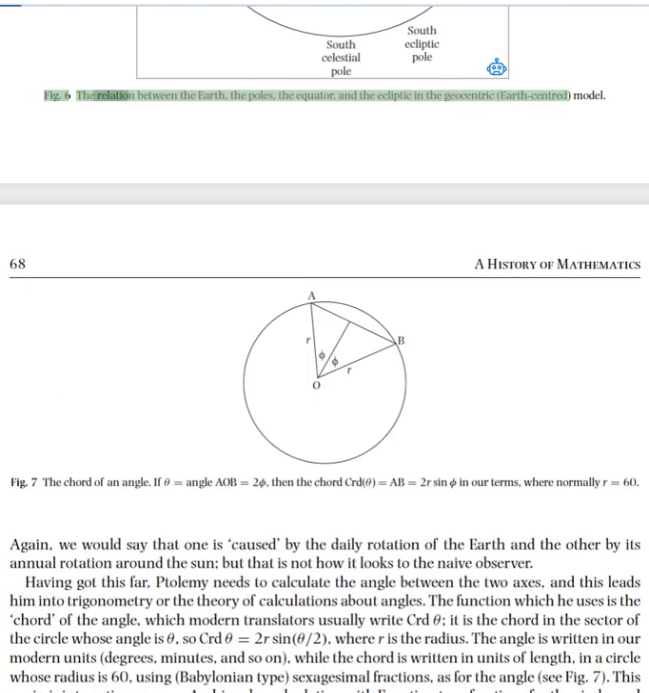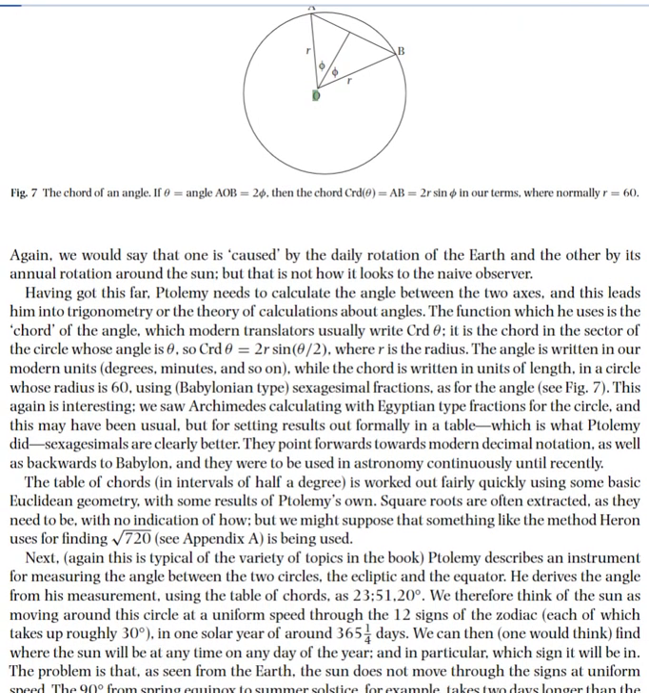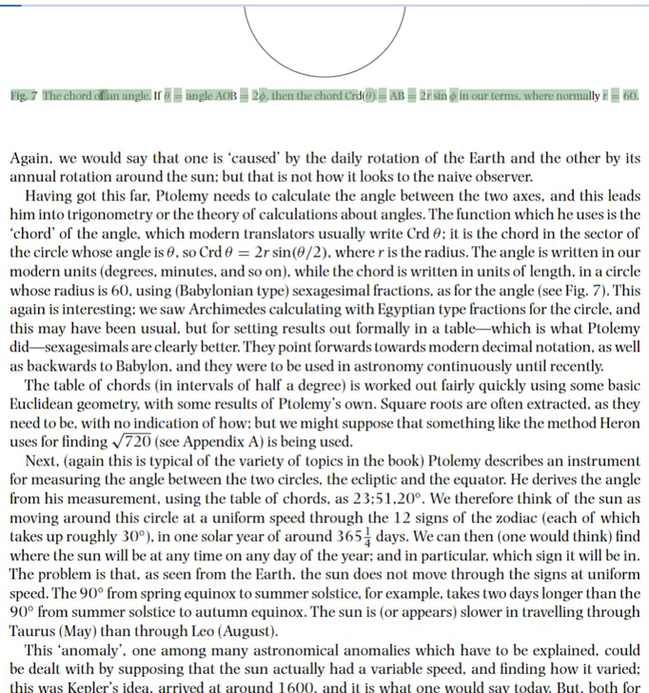Figure 6. The relation between the Earth, the poles, the equator, and the ecliptic in the geocentric model. Figure 7. The chord of an angle. If theta equals angle AOB equals 2 phi, then the chord CRD theta equals AB equals 2 r sin phi in our terms, where normally r equals 60.